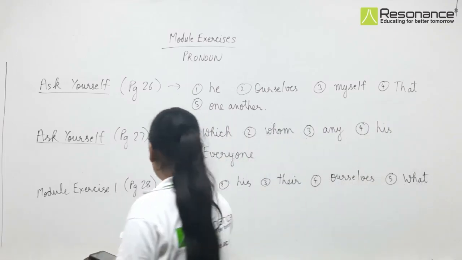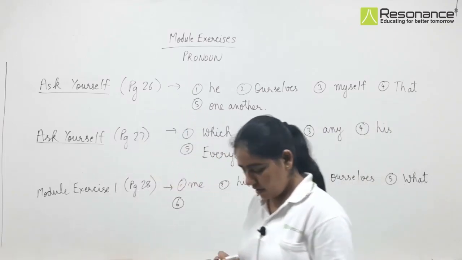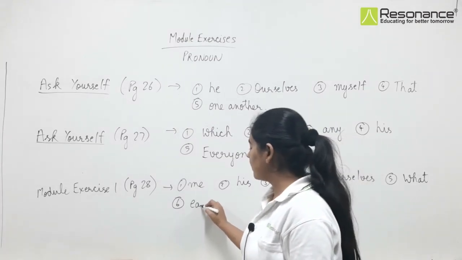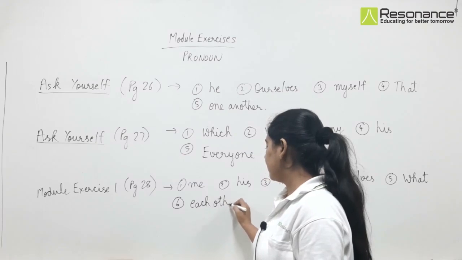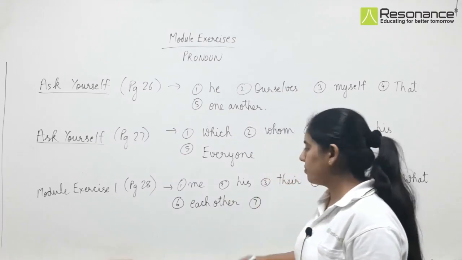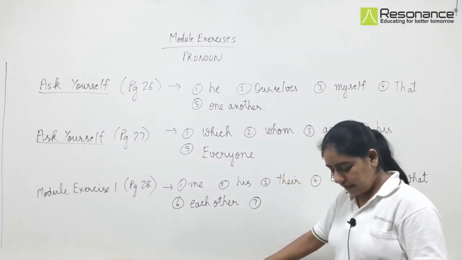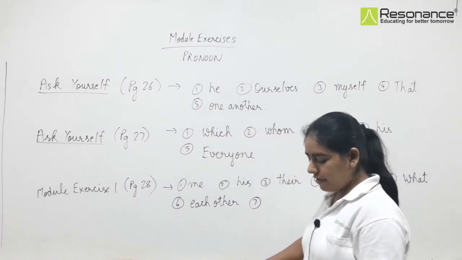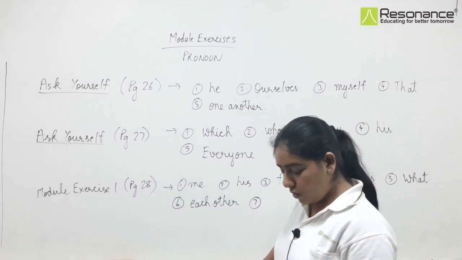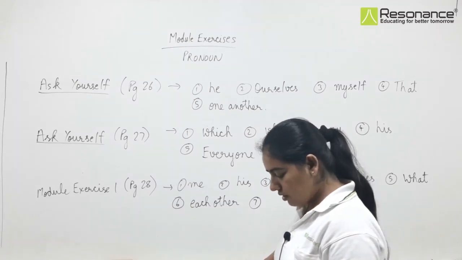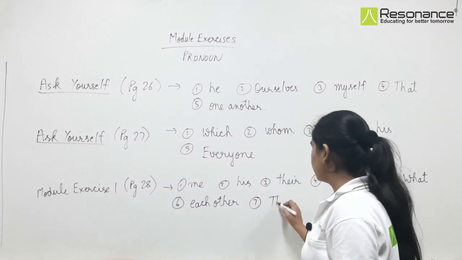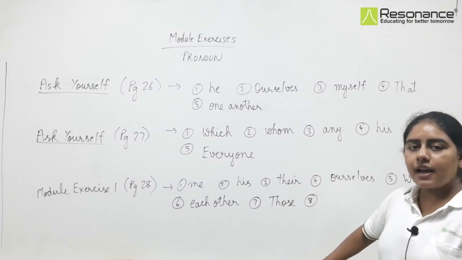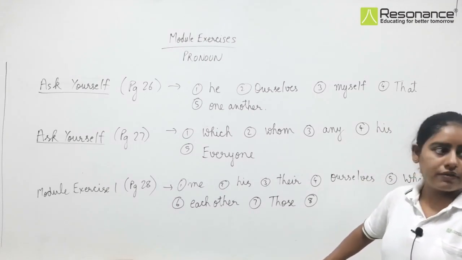Okay. Sixth, how long have you and Oscar known? Now here we are talking about two persons, so we will use each other. Alright, if it is the case of more than two persons, then we will use one another. Seventh, are John's pencils? So here in the bracket the hint is given far. So for far plural nouns, you will use those. Those are John's pencils. Okay, if it is singular, dash is John's pencil, then you will use that.